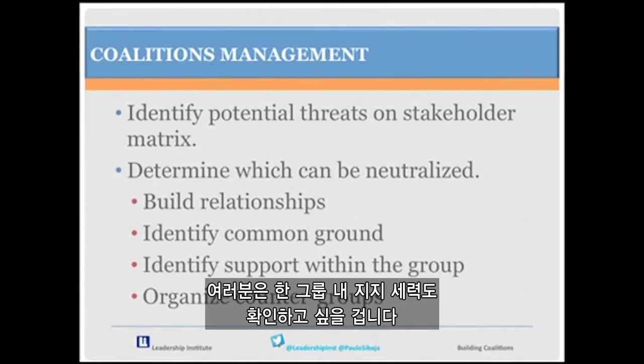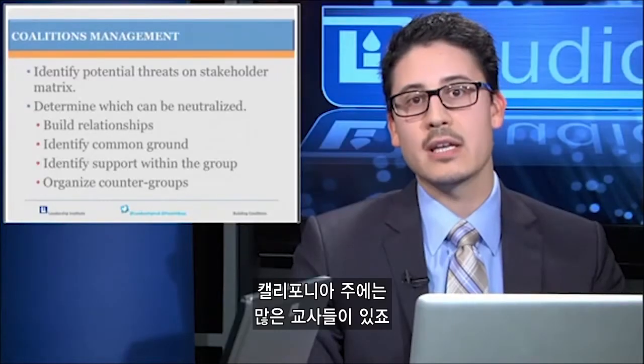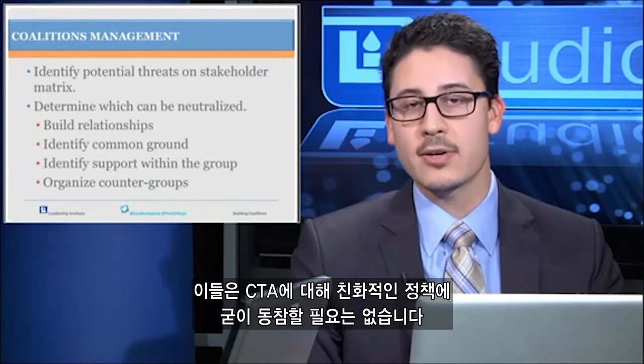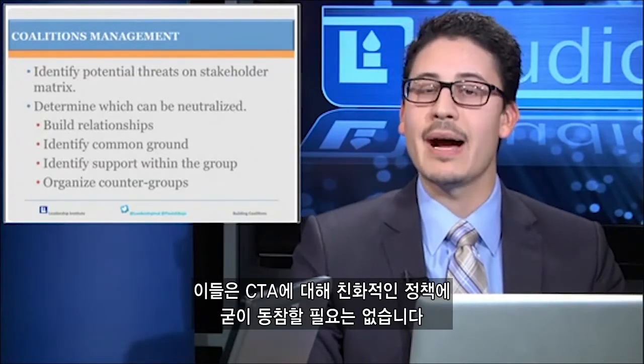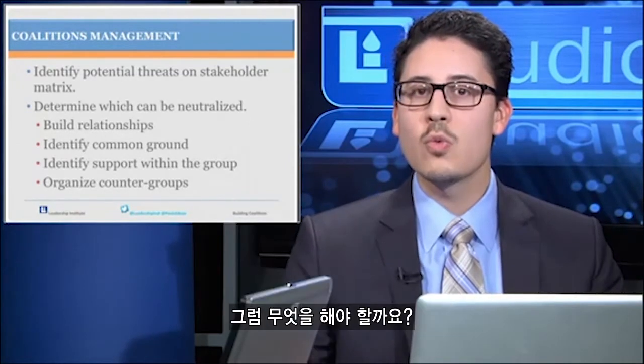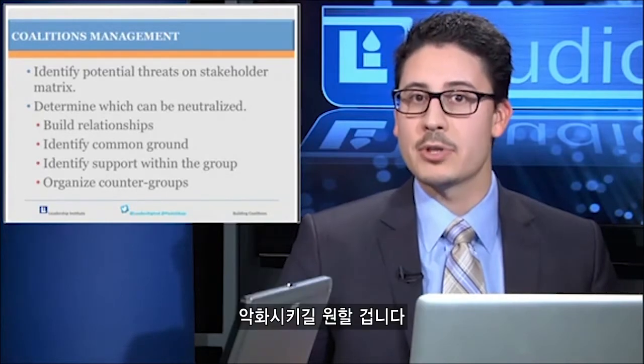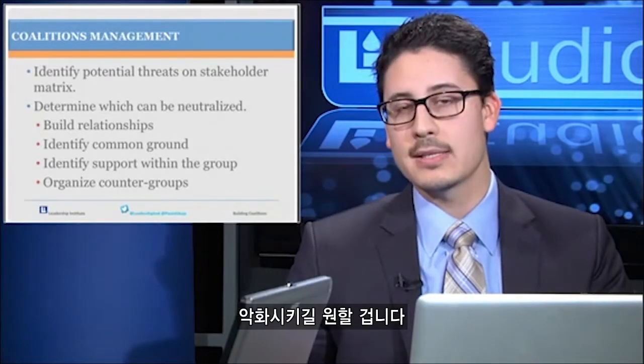You want to also identify support within a group. Very simple. And how do you identify it? The Teachers Association is a perfect example in the state of California. There's a lot of teachers in the state of California who don't necessarily subscribe to the policies pushed by the teachers' unions, the CTA. So what do you do? You want to drive a wedge between perhaps the membership and the leaders of the organization.